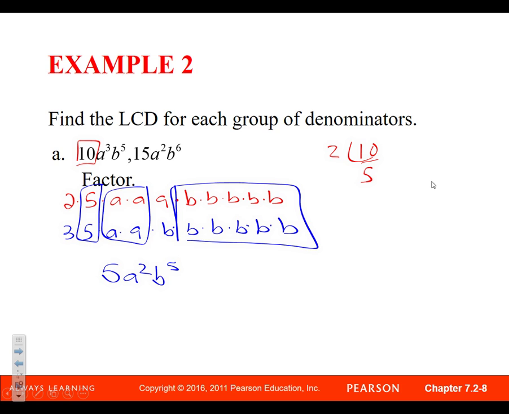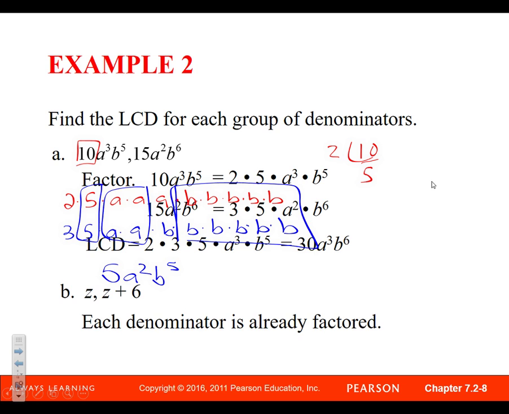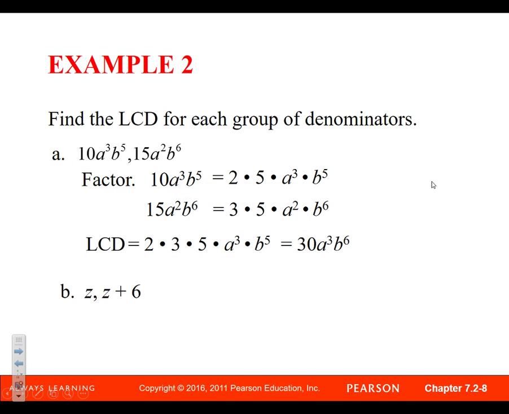Cool. Next, moving on. Okay. Let me get rid of this. How about that one? Z and Z plus 6. What is the common denominator? Yeah, good job, Jake. It's done. Okay, remember, this is just a number, right? Do we know what that number is?